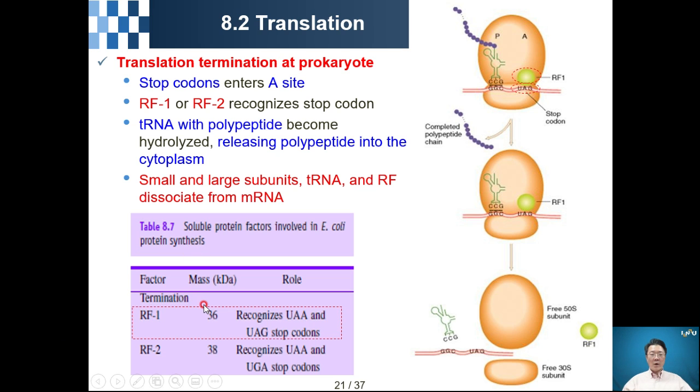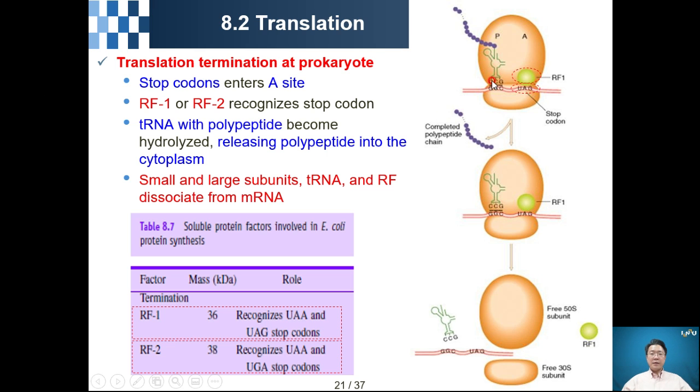Release factor 1 recognizes the UAA or UAG stop codon. How about release factor 2? Release factor 2 recognizes the UAA or UGA stop codon. So release factor 1 or 2 recognizes the stop codon.